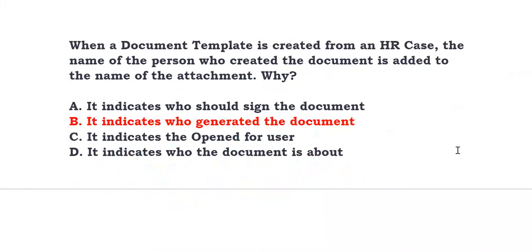Next question is, when a document template is created from an HR case, the name of a person who creates the document is added to the name of an attachment. Why? Option A, it indicates who should sign the document. Option B, it indicates who generated the document. Option C, it indicates the opened for users. Option D, it indicates who the document is about. Correct answer is option B.